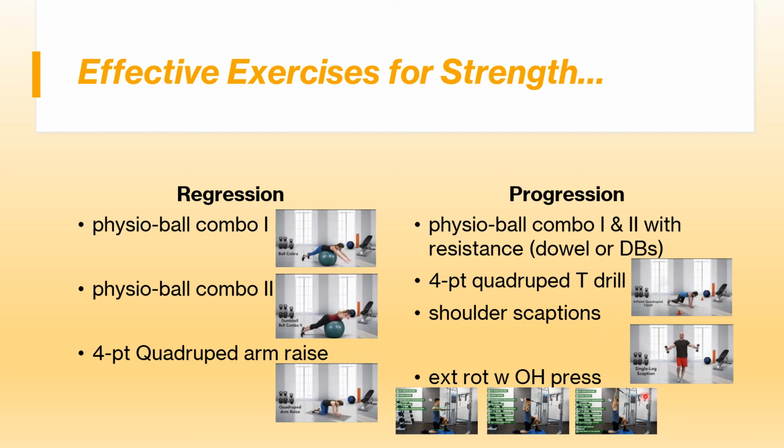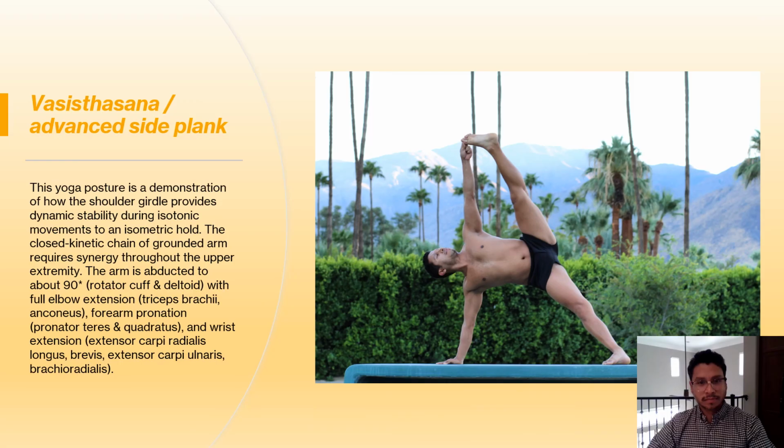Shoulder scaptions. Again, bringing your attention to this video here on the right. And then also another progression is external rotation with overhead press, shown here using a cable apparatus, and it's done from a half kneel position. And finally, we have myself in a photograph. This is an advanced yoga posture called Vashisthasana.